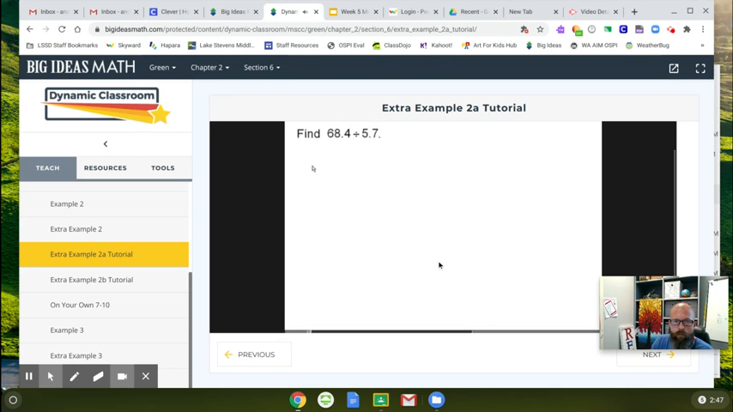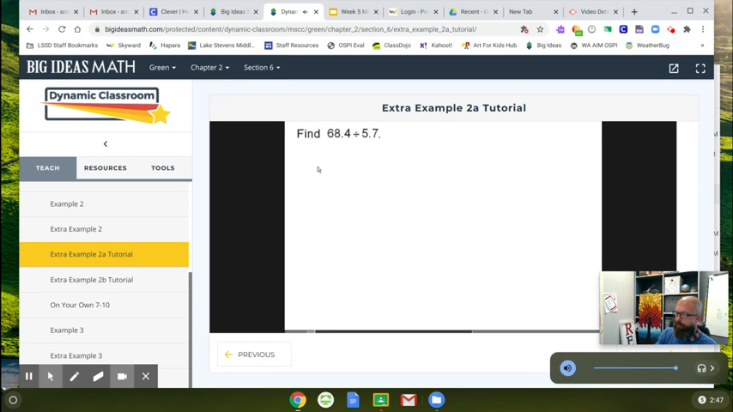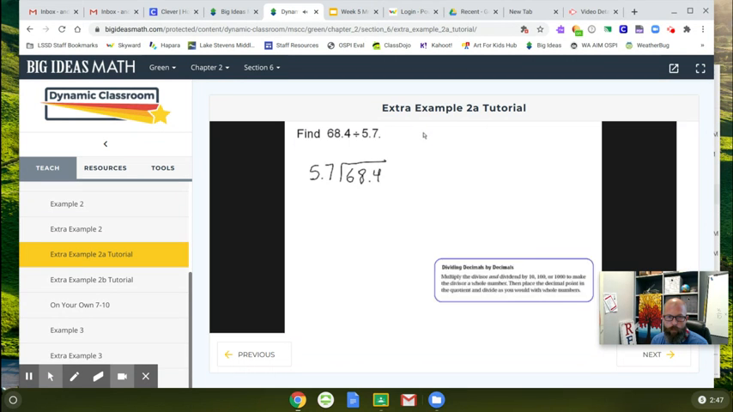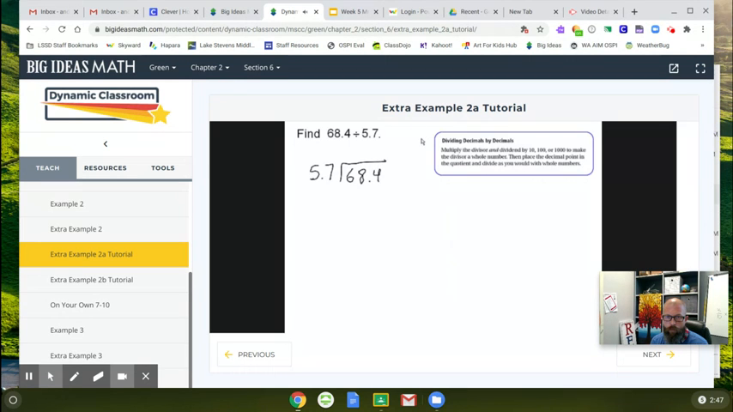Find 68 4/10 divided by 5 7/10. Start by setting up long division with the divisor on the left and the dividend on the right. When dividing decimals by decimals, you want to multiply the divisor and the dividend by 10, 100, or 1000 to make the divisor a whole number. In this case, you want to multiply the divisor and the dividend by 10. Just move the decimal place one spot. When you multiply the divisor by 10, move the decimal point one place to the right. When you multiply the dividend by 10, move the decimal point one place to the right.